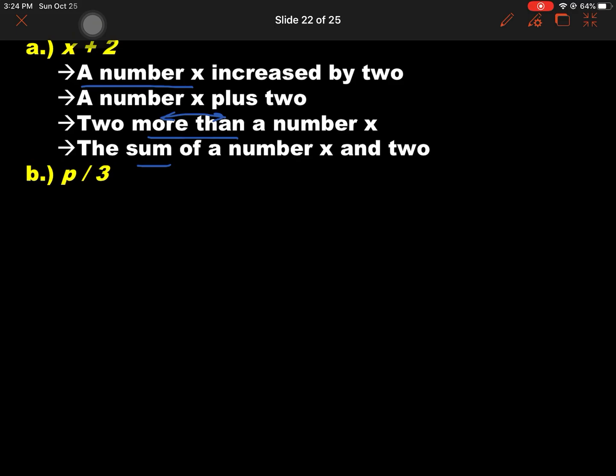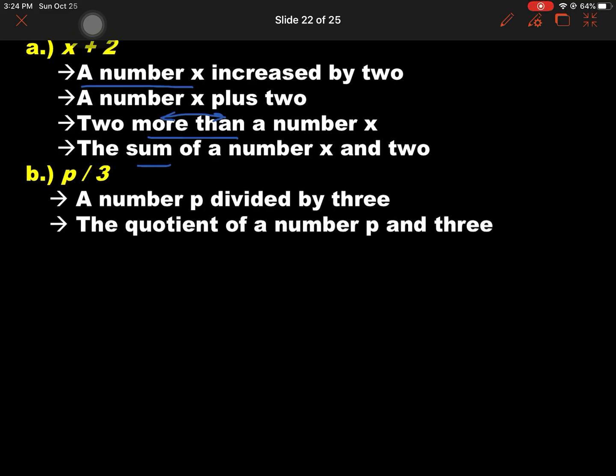The next one was P over 3, or the correct way would say, well, you can go to the basic: a number P divided by 3. So that's a very easy one. Or the quotient of a number P and 3. Order matters in this case, so you would need to say P first, or a number P, then the 3 second. This next one, lots of different options.